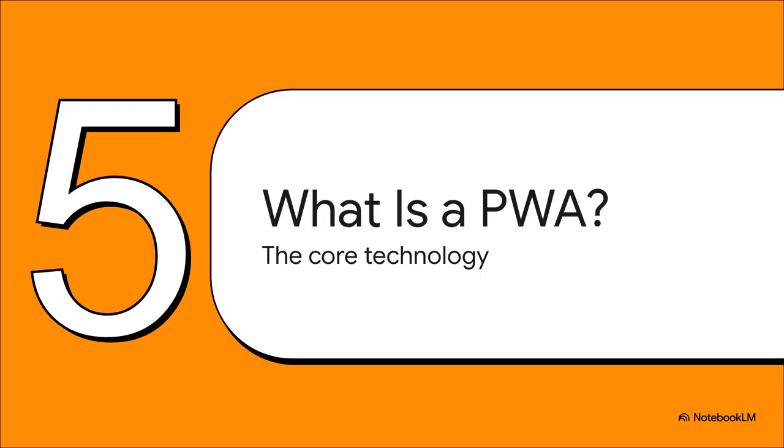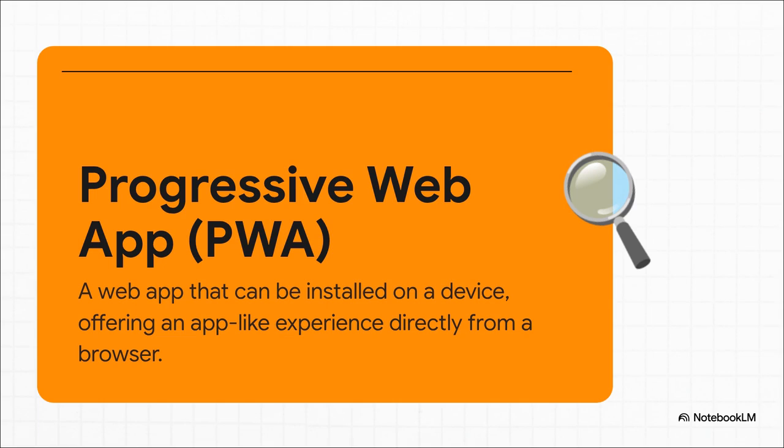Right, so to even pull this off, you have to understand the key piece of tech that makes this whole helpful answer possible in the first place. So what exactly is a progressive web app? To put it simply, a PWA is basically a website that acts and feels just like a regular app on your phone. You don't have to go to the App Store. You can install it right from your web browser onto your home screen. It's really the best of both worlds. You get the ease of the web with the slick experience of a dedicated app.